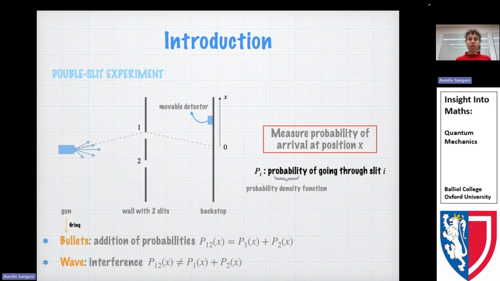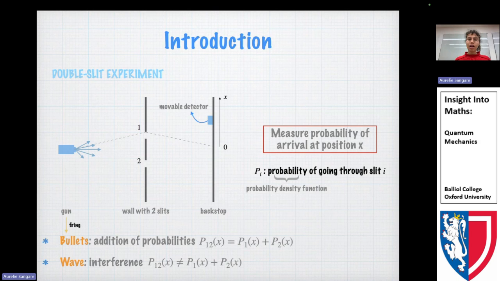First, I should also mention that we are considering the bullets to be indestructible, meaning that they can't break into pieces. So, I think quite intuitively, since your bullets can't break into pieces, if they arrive at position x, either they went through slit 1 or they went through slit 2, but they couldn't possibly go both through slit 1 and through slit 2. And that is why it follows that we get addition of probabilities.